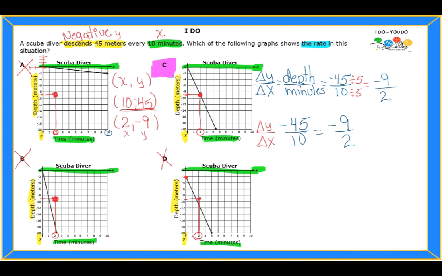Okay, so even though they're not asking you to write a complete sentence of the situation, I want to make sure that you understand where the negative 9 and the 2 is coming from. So this means something like this. It takes 2 minutes. Is that right? It will take 2 minutes for the scuba diver to descend 9 meters. Is that right? So every 2 minutes, he can descend 9 meters.